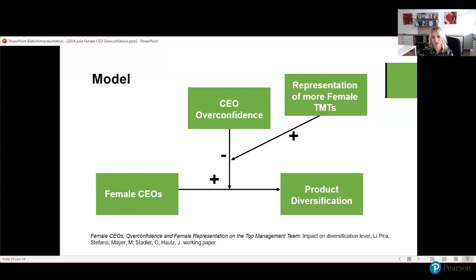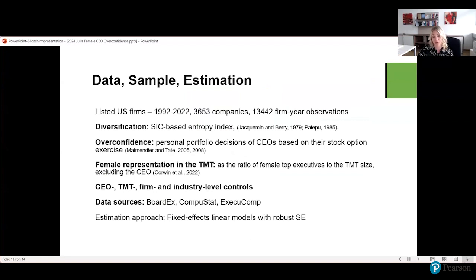We have captured data on listed US firms to be able to measure and operationalize all the variables we are interested in, with a long observation period over many years that we compiled. We are capturing diversification based on established measures. Maybe interesting for you, overconfidence is captured based on the personal portfolio decisions of CEOs, because more overconfident CEOs might be more willing to hold their stocks, because they might be convinced that the stock price would even increase based on their own abilities.